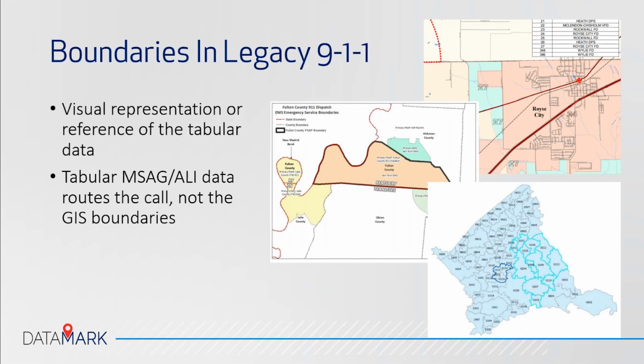Now, the thing to remember about this data is that the GIS data itself is only for reference. It is used, maybe there's a map on the wall, maybe you guys have put this into your CAD systems, but this data doesn't have any particular function other than reference. It's just a representation or a reference of what is actually in the tabular data that is being used to route the call. So in current 911, remember that the ESN data, which is within the MSAG and ALI data, that's what actually routes the 911 call, not the GIS data.